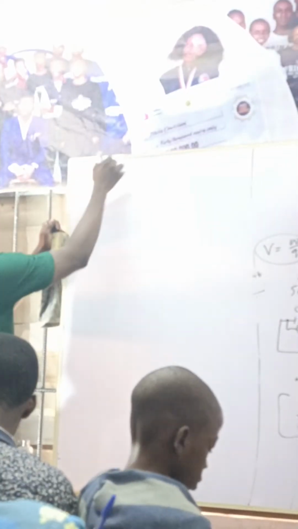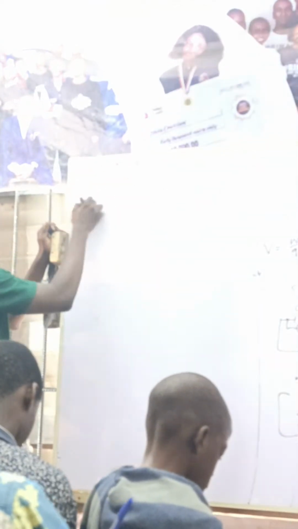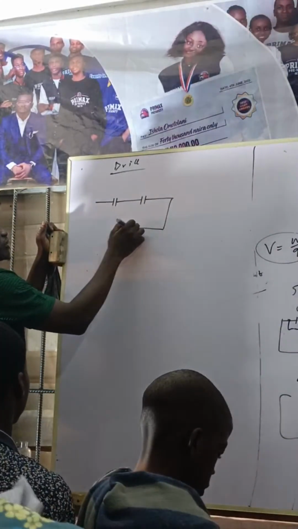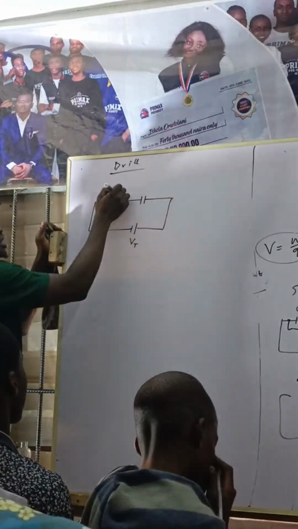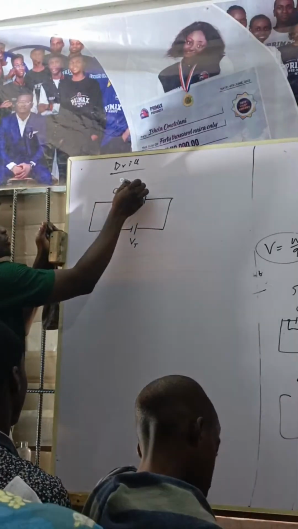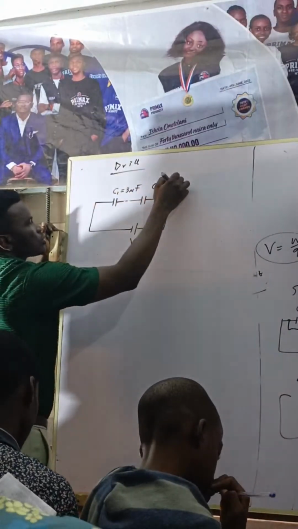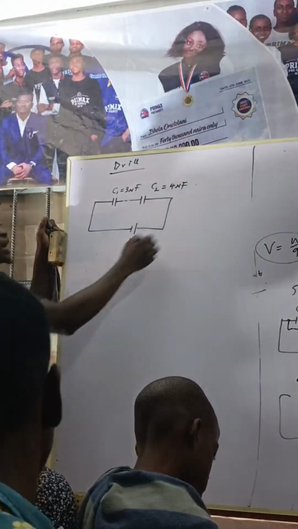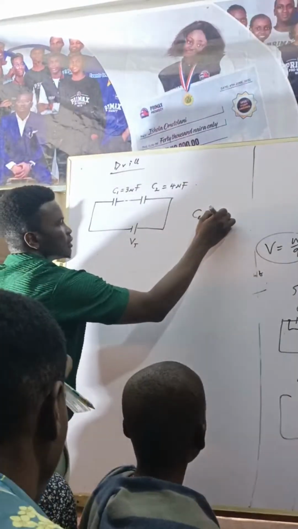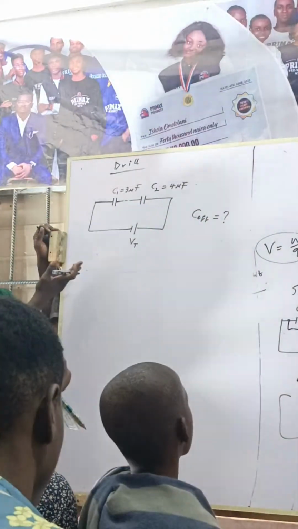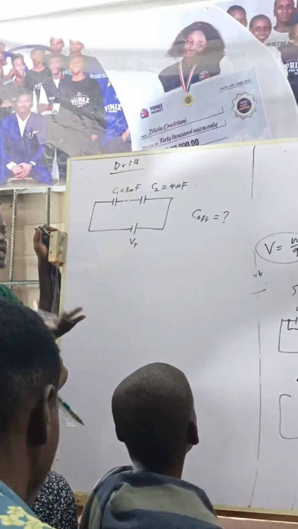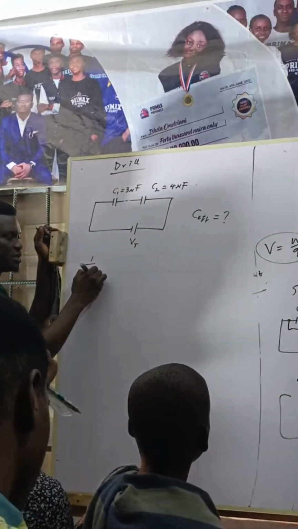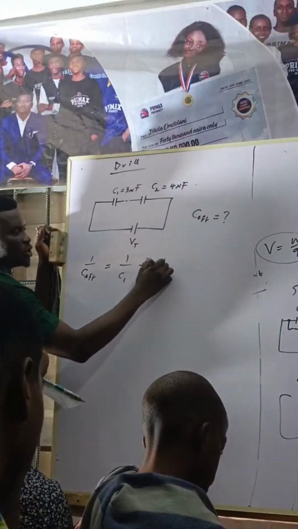I have a question. I have 2 capacitors connected in series to a voltage source. C1 is equal to 3 microfarad and C2 is equal to 4 microfarad. Find this effective capacitance. All of you can identify here that they are in series. That's the first thing. If they are in series, how do I find the effective capacitance? 1 over C effective equals 1 over C1 plus 1 over C2.